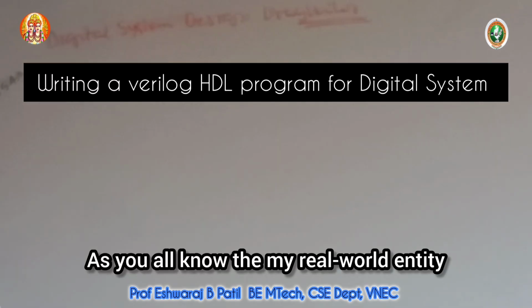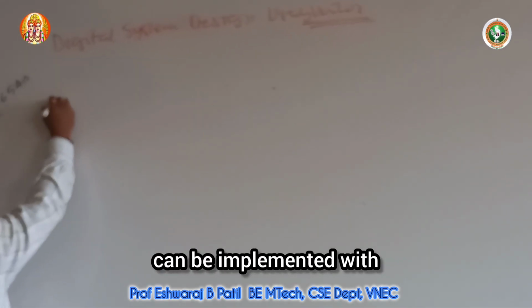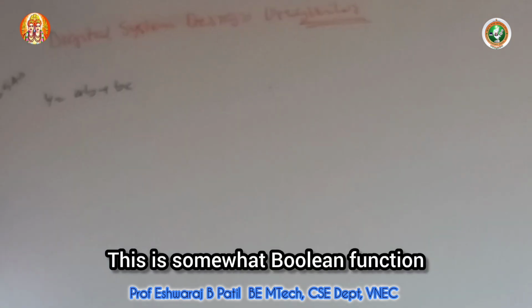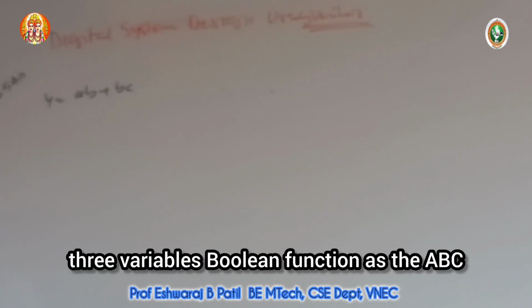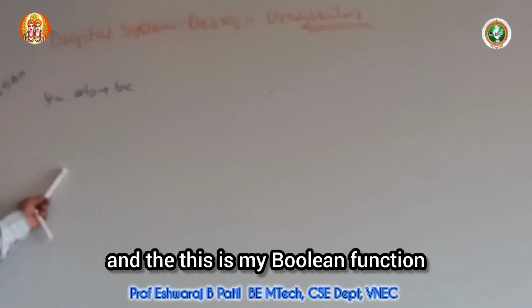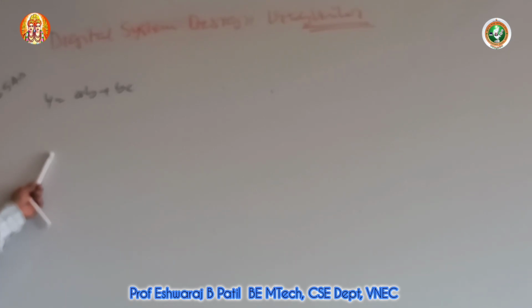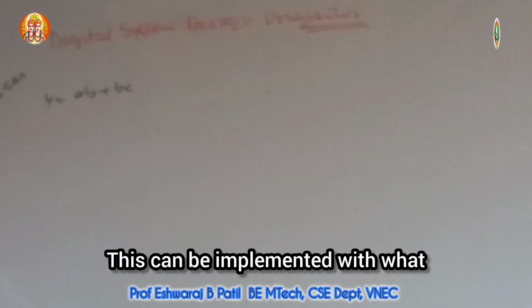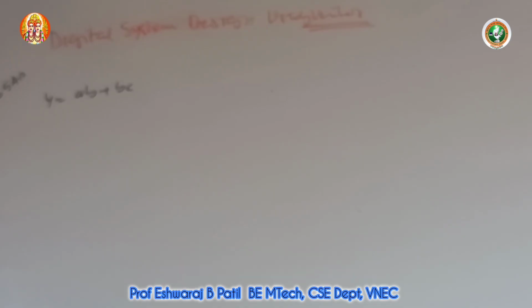As you all know, a real-world entity can be implemented with Boolean functions, as y equals ab plus bc. This is a Boolean function with three variables a, b, c. We have some logic here. What is the logic? y equals ab plus bc. This can be implemented with Boolean logic gates.